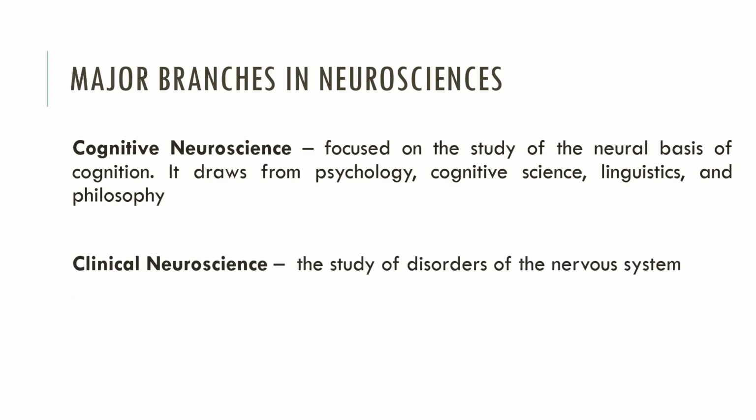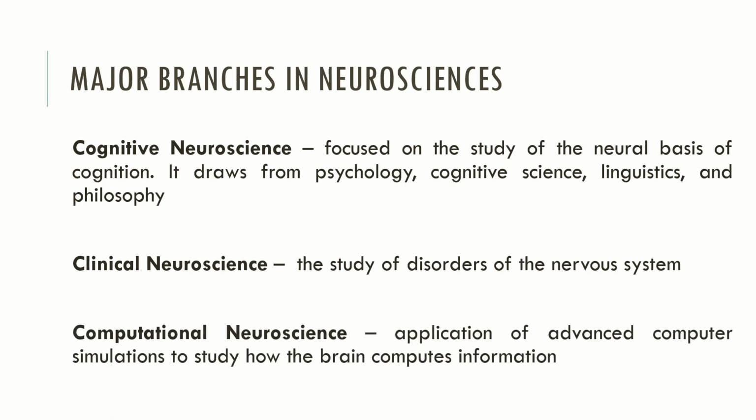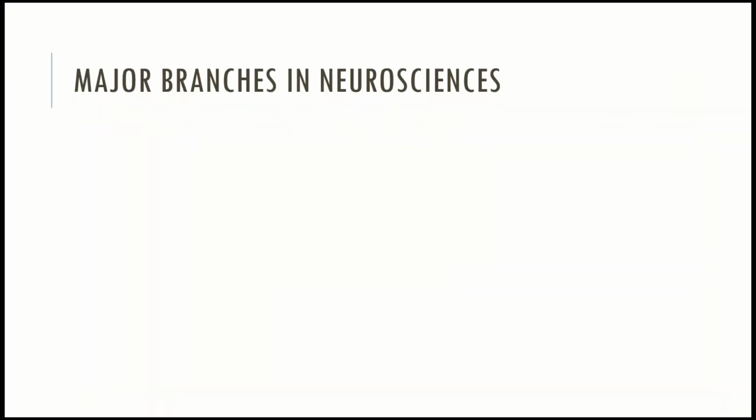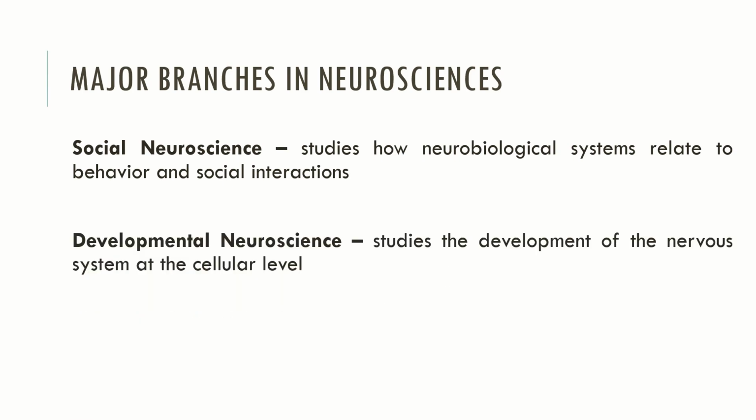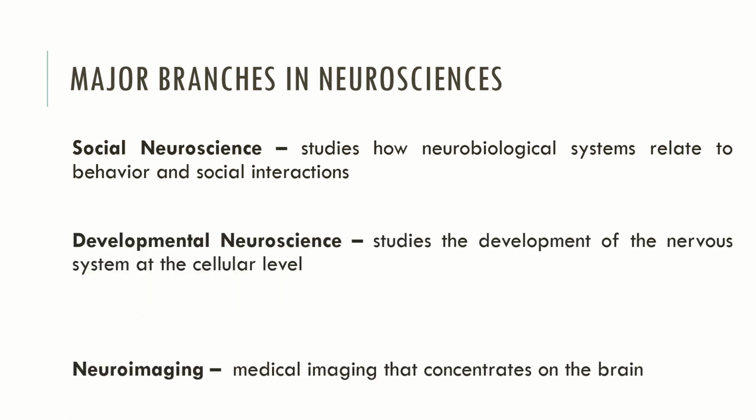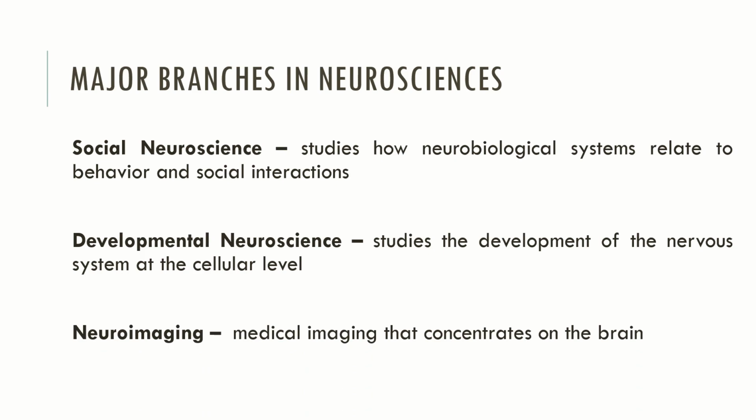Clinical neuroscience is the study of disorders of the nervous system. And computational neuroscience is the application of advanced computer simulations to study how the brain computes information. Social neuroscience studies how neurobiological systems relate to behavior and social interactions. Developmental neurosciences studies the development of the nervous system at the cellular level. And neuroimaging, which is a medical imaging that concentrates on the brain.